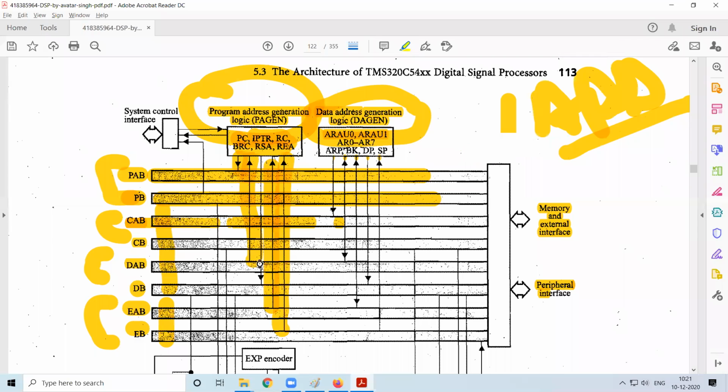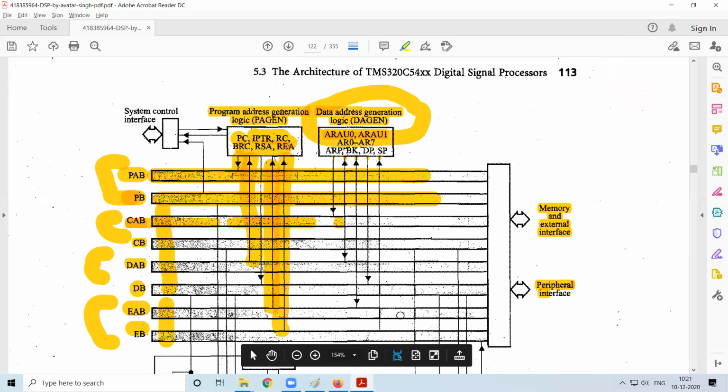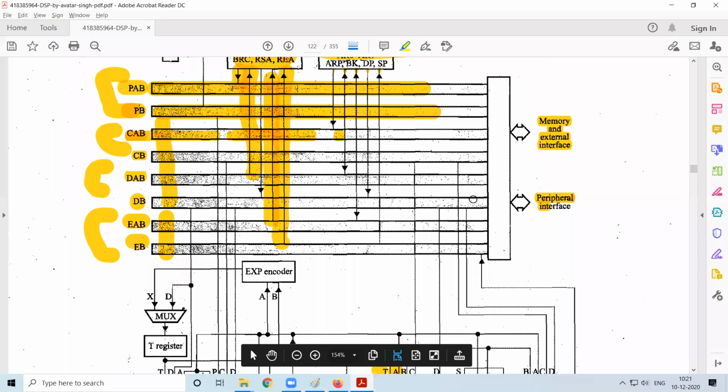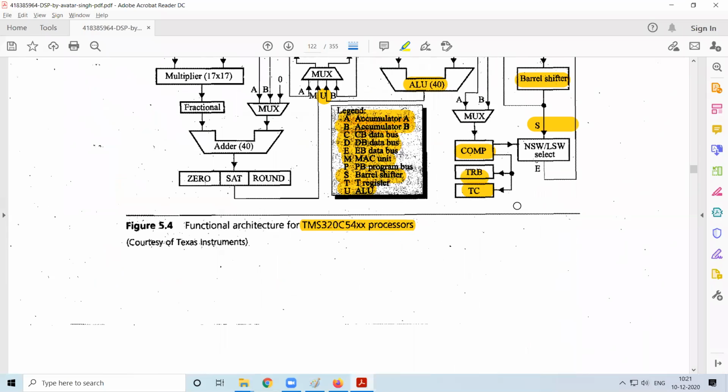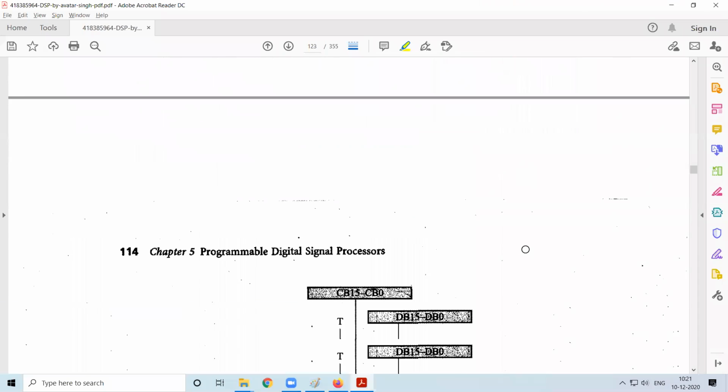So this is how you have to read it. These are just a few things pertaining to the bus architecture of the 54XX processor.